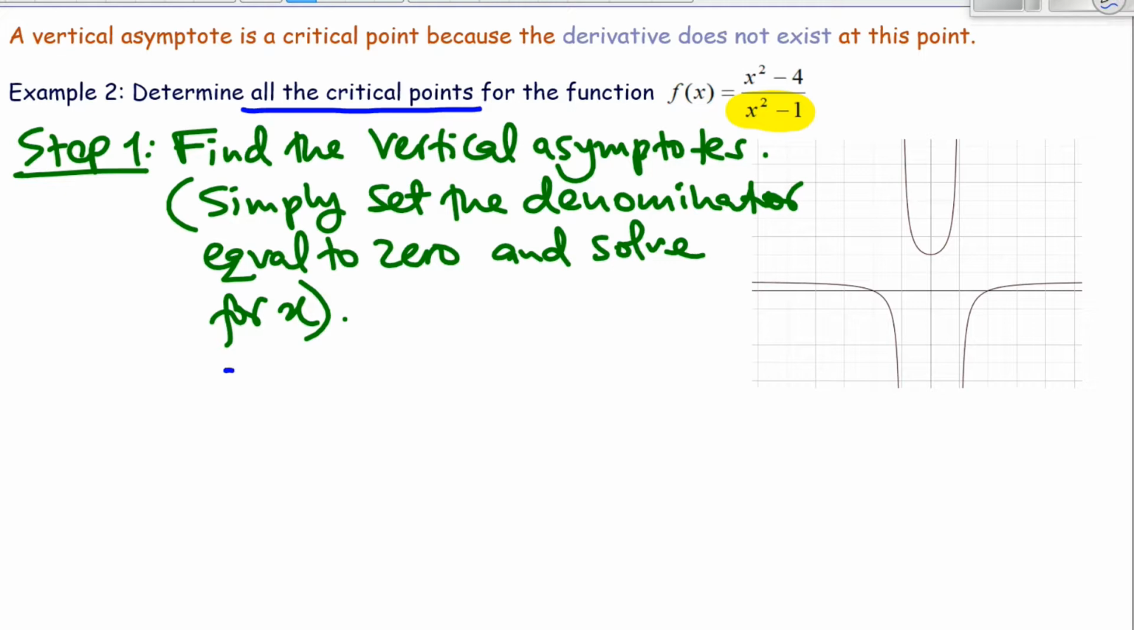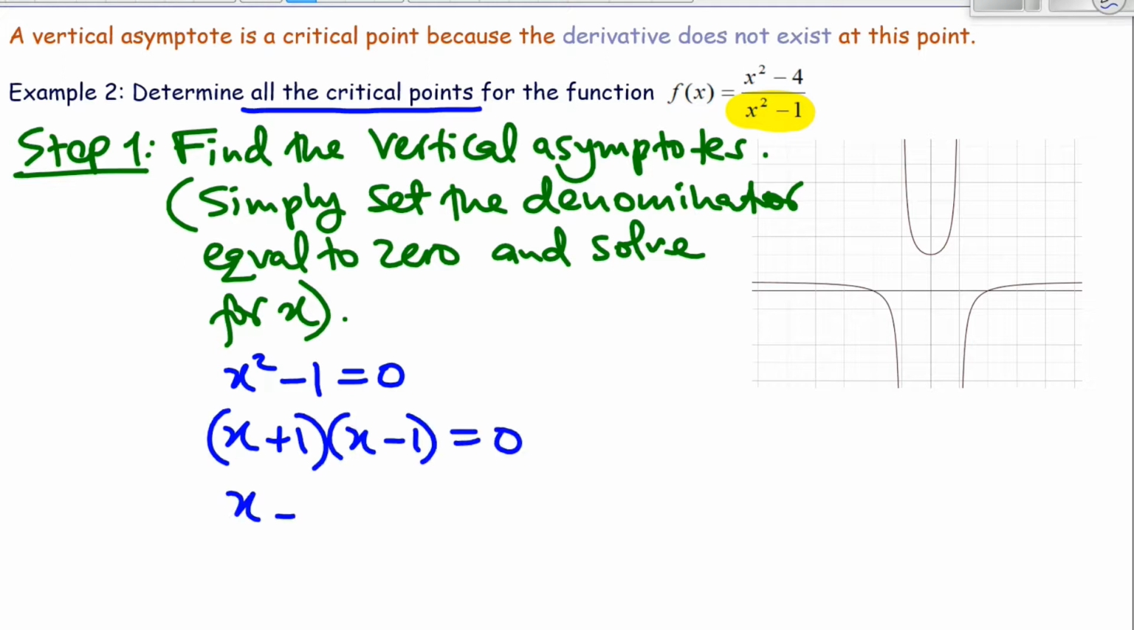So x squared minus 1 equals 0. By the way, x squared minus 1 can be written as a difference of two squares. So x plus 1, x minus 1 equals 0, which means that x equals -1 or x equals 1. Now these are critical points because at these values of x the derivative does not exist.